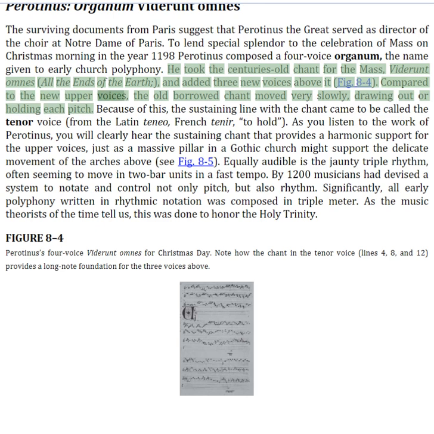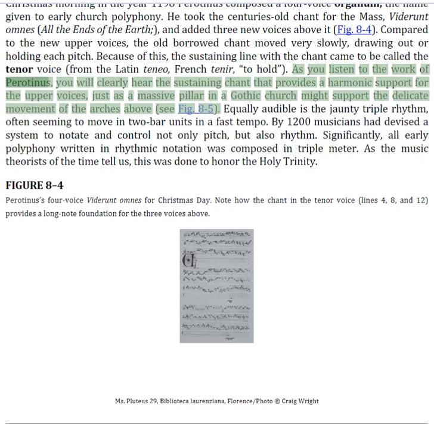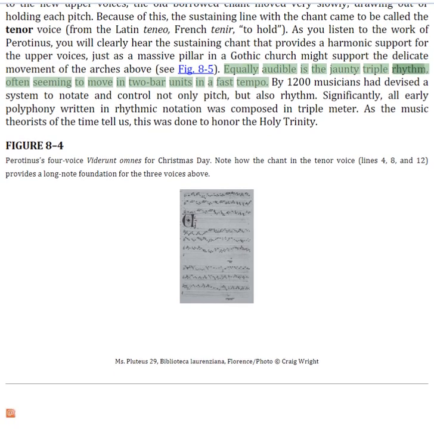Compared to the new upper voices, the old borrowed chant moved very slowly, drawing out or holding each pitch. Because of this, the sustaining line with the chant came to be called the tenor voice. As you listen to the work of Perotinus, you will clearly hear the sustaining chant that provides a harmonic support for the upper voices, just as a massive pillar in a Gothic church might support the delicate movement of the arches above.